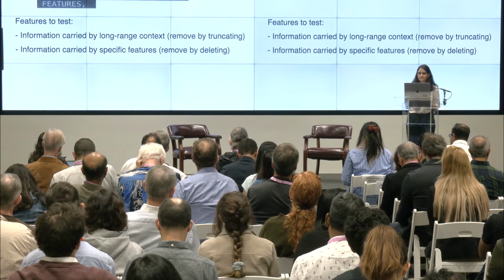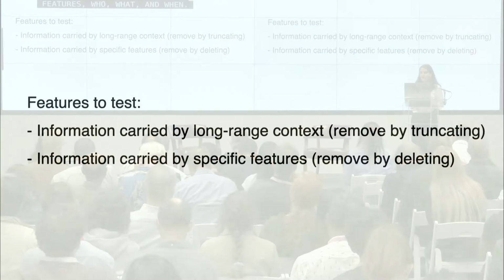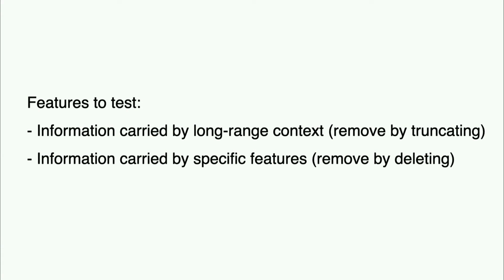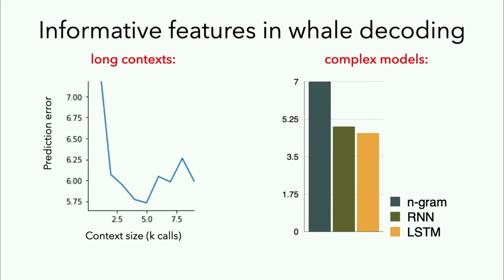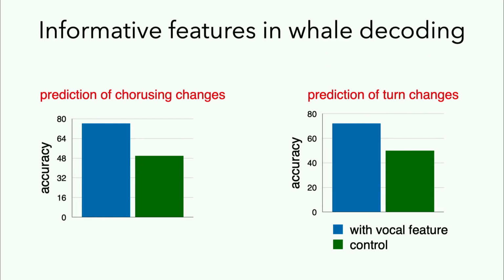The features we test are if there are long-range dependencies in the calls, and if deleting specific features in the calls causes the model's predictions to change systematically. We find that the whale vocalization models improve with increasing context sizes of the inputs, showing evidence of long-range dependencies in the call structure, and we also see an improvement in the model's predictions with increasing the model's expressivity. We also find that deleting specific features in the call hurts the model's ability to predict turn changes and chorusing behavior.